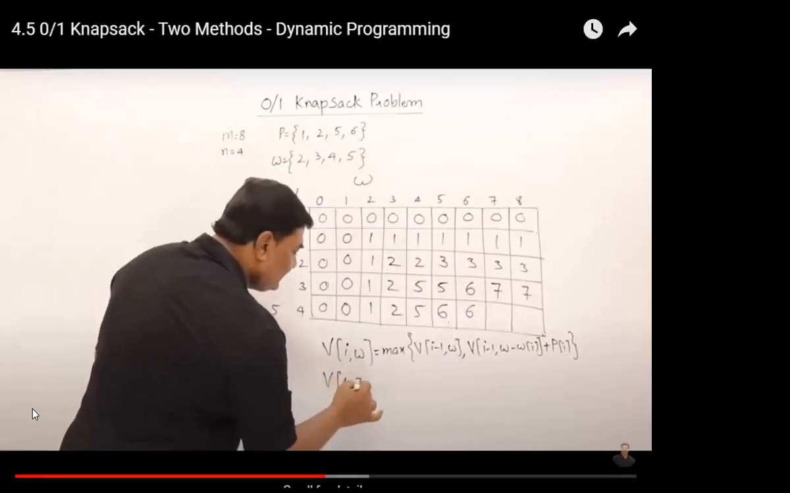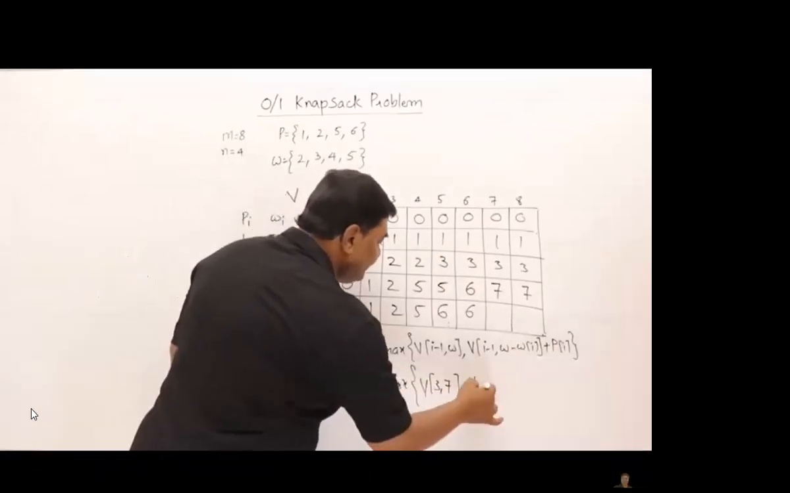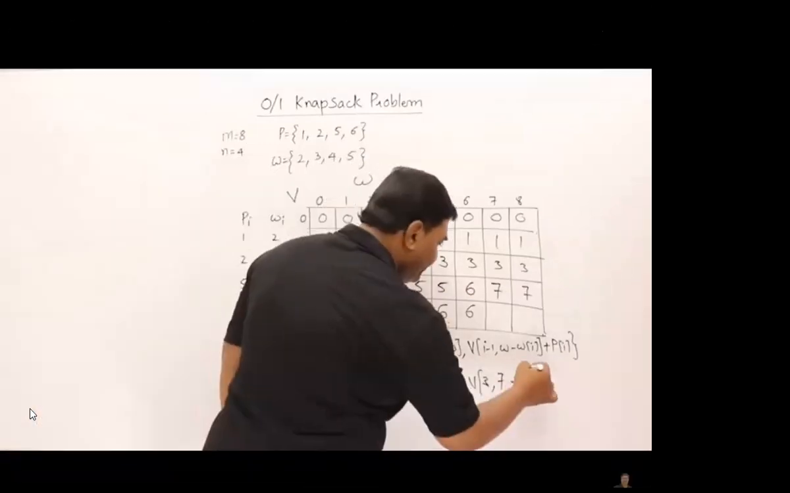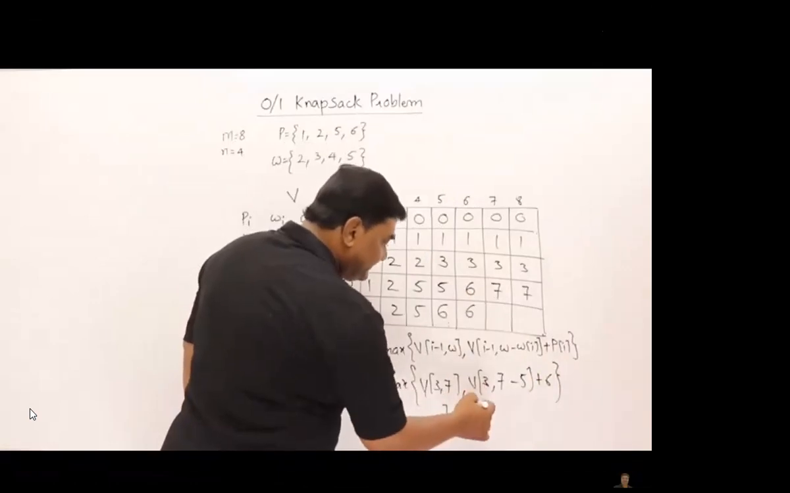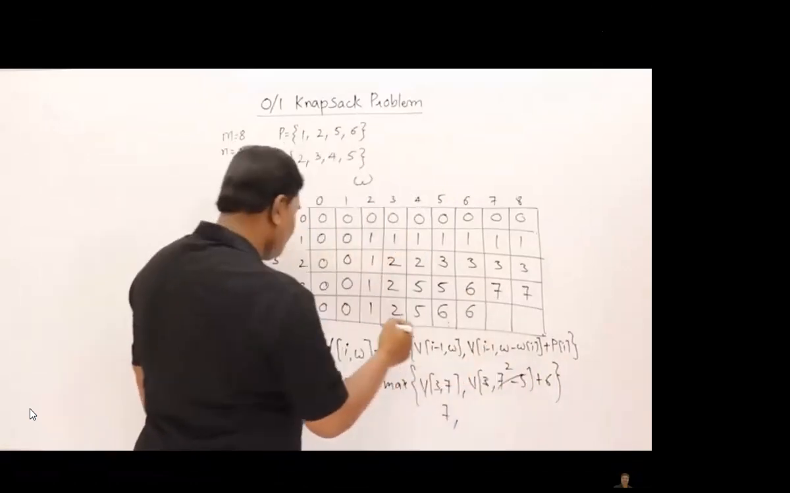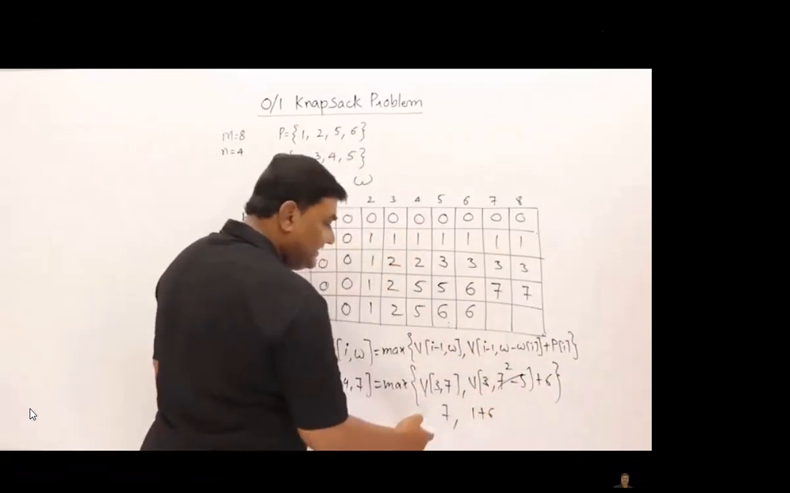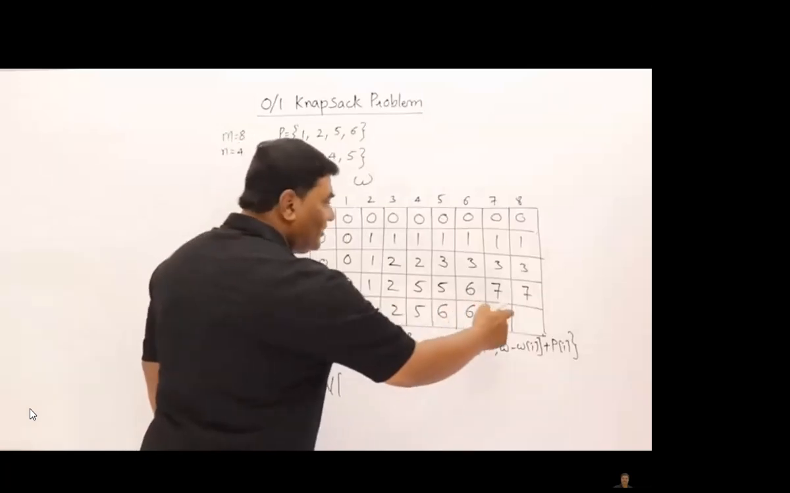V of 4, 7. Maximum of V of 3, 7, V of 3, weight is how much? 7. So weight of the object is 5. 7 minus 5 plus profit is 6. So this is 3, 7, how much? 7. This is V of 3 comma 7 minus 5 is 2. 3 comma 2. So 3 comma 2 is how much? 1 plus 6. So this is 1 plus 6. So this is 7 only. Both I am getting 7 or 7. So they are same only. Take 7. V of 4 comma 8.